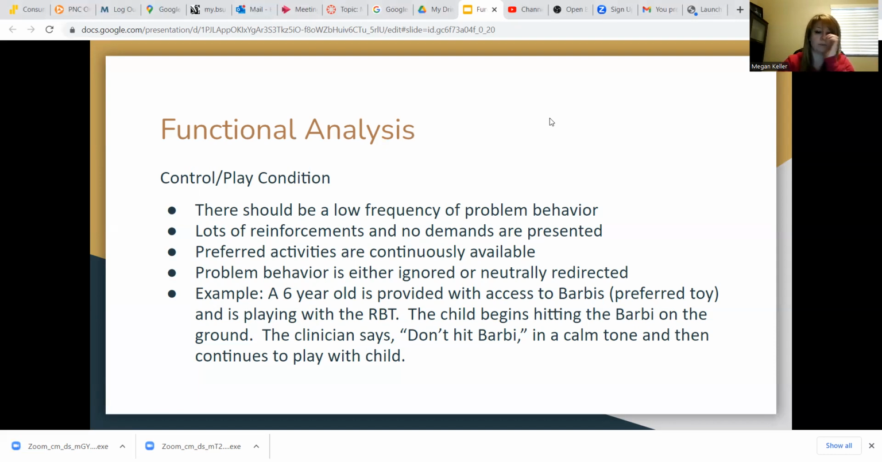An example of this would be a 6-year-old is provided with access to Barbies, which are a preferred toy, and is playing with the RBT. The child begins hitting the Barbie on the ground. The clinician says, "Don't hit Barbie," in a calm tone, and then continues to play with the child.